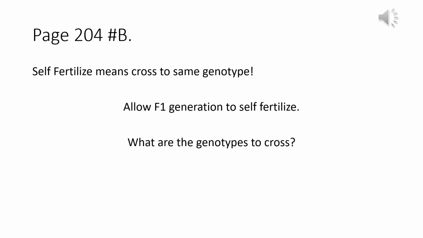So when question B says to allow the previous F1 generation to self-fertilize, what are the genotypes we were crossing? Well, remember the definition for the F1 is the kids, the things in the boxes on the previous slide, which was a big T, little t. We're going to let that self-fertilize, so we're going to cross it to another big T, little t.